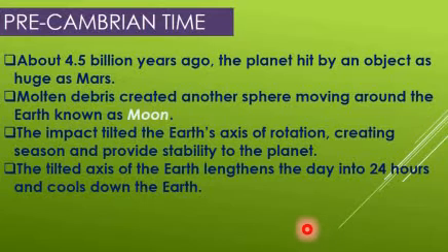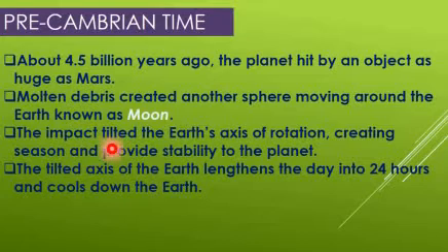So, about 4.5 billion years ago, the planet was hit by an object as huge as Mars. So, ibig sabihin, may isang astronomical object na bumangga, nag-collide, dito sa ating planeta. And then, molten debris created another sphere moving around the Earth known as Moon. Dahil dun sa collision na yun, merong natira doon sa bumangga sa atin na astronomical object. And then, eventually, naging debris siya, and then, naging moon, naging satellite ng ating planet Earth.